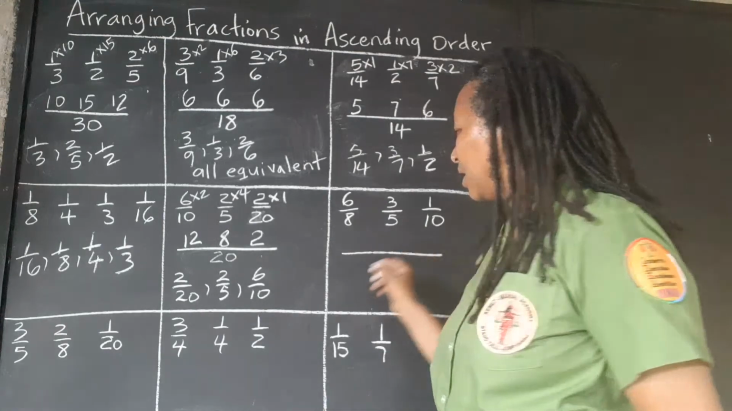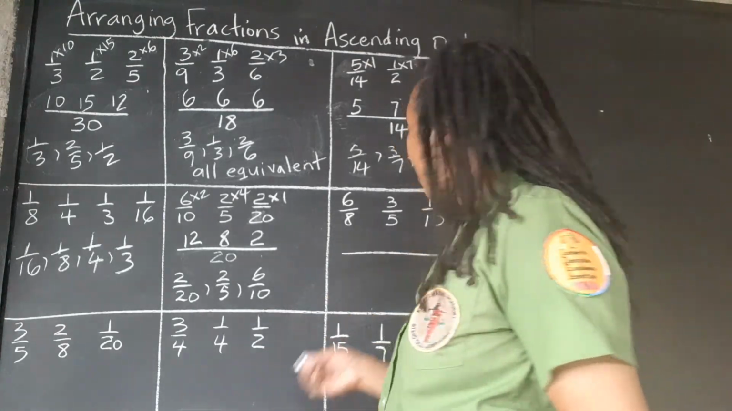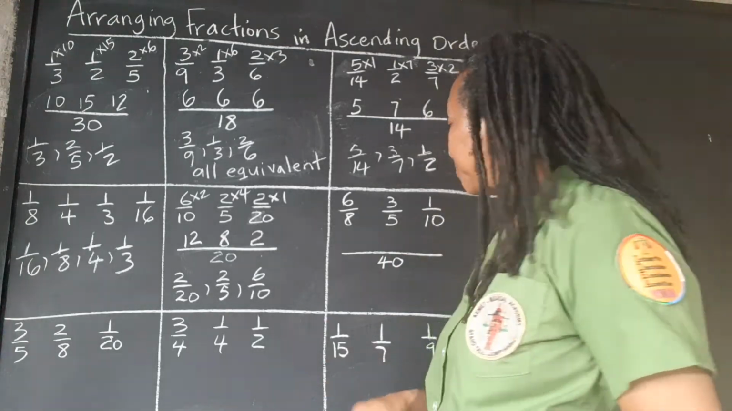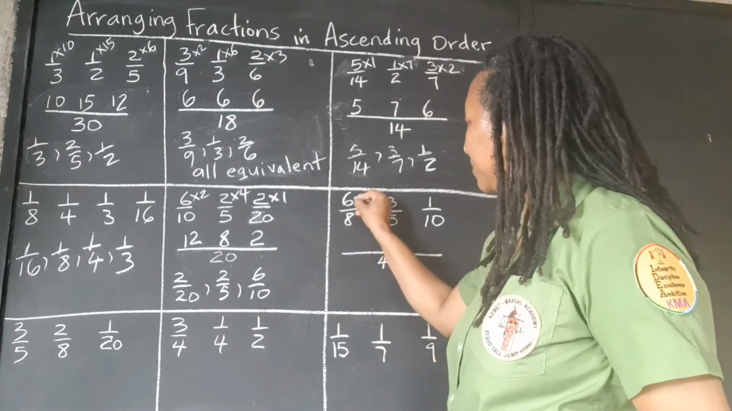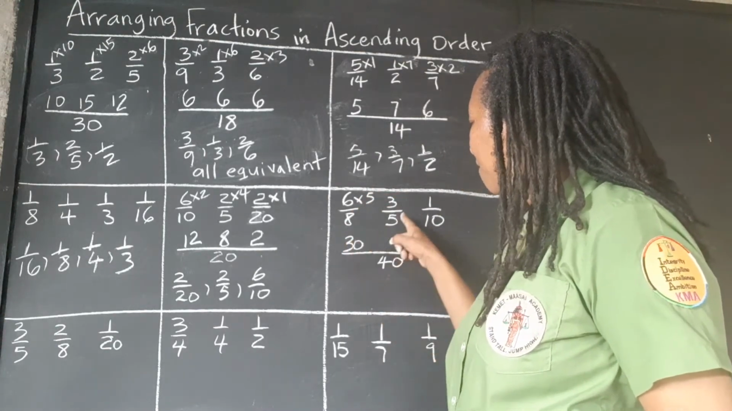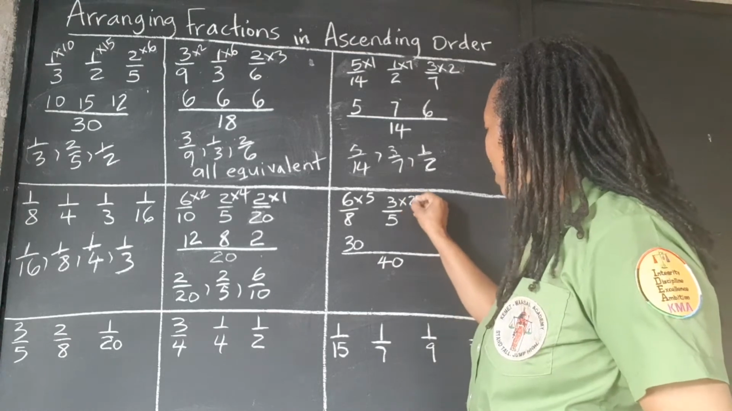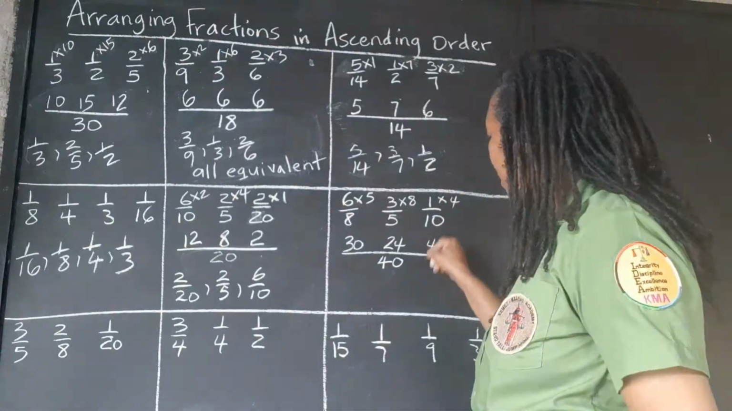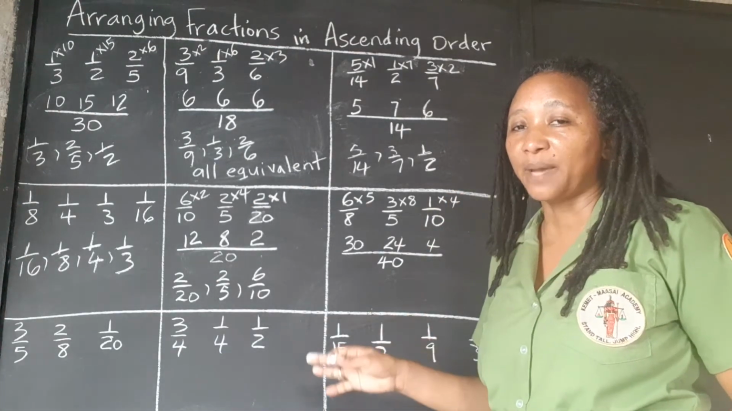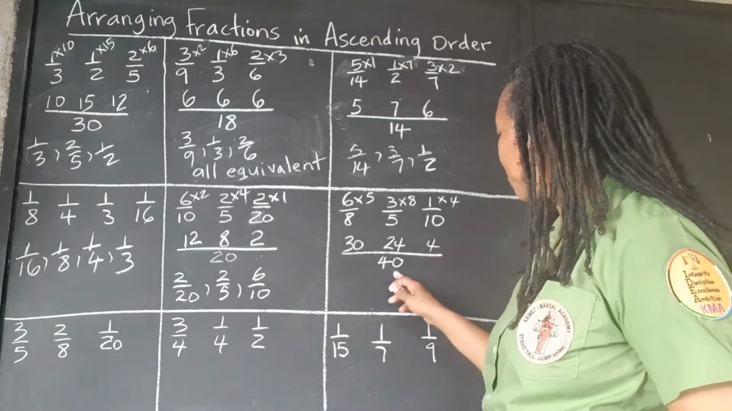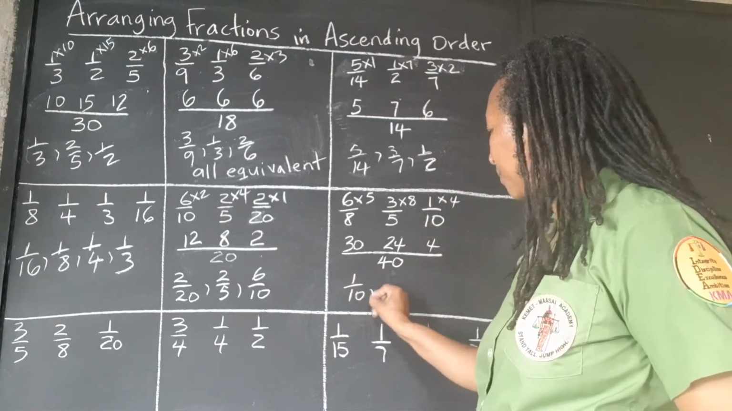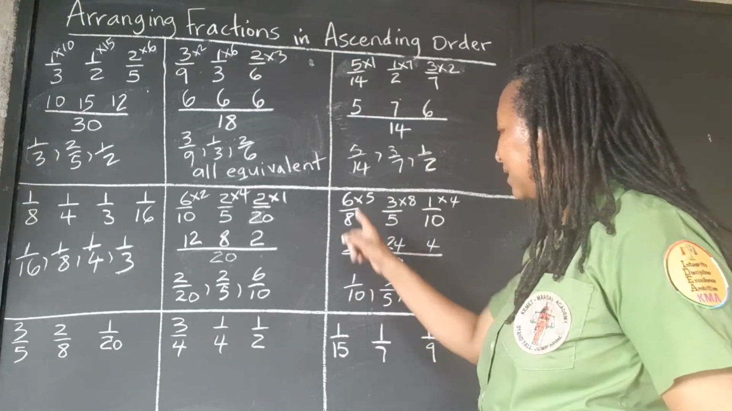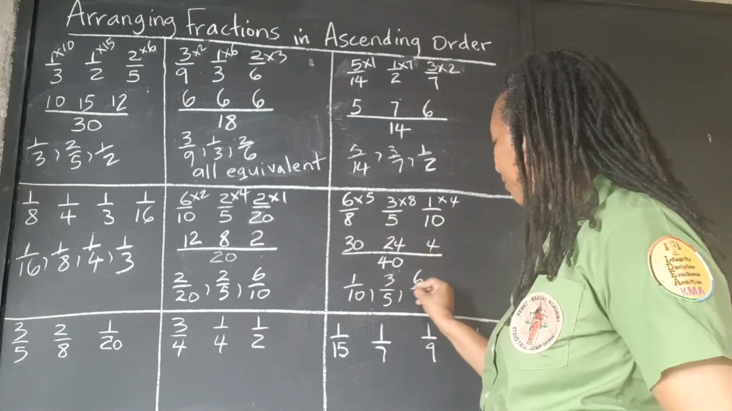Let's compare these 3, the LCM of 8, 5, and 10, 40. 8, 5, and 10 can all go into 40. 8 goes into 40 5 times. 6 5s are 30. 5 goes into 40 8 times. 3 8s are 24. 10 goes into 40 4 times. 1 4 4. So putting them in ascending order now, the 4/40 is the smallest, so that's the 1/10. Followed by the 24 over 40, which is the 3/5. And the biggest is the 30 over 40, which is the 6/8.